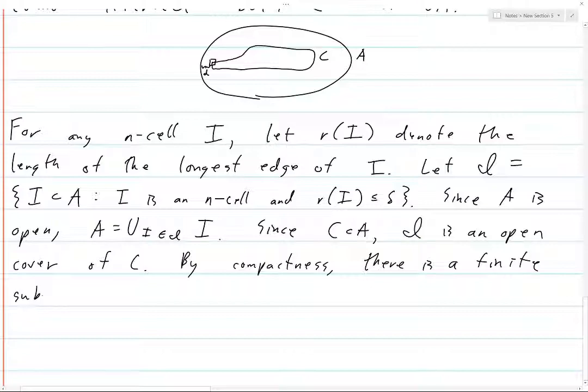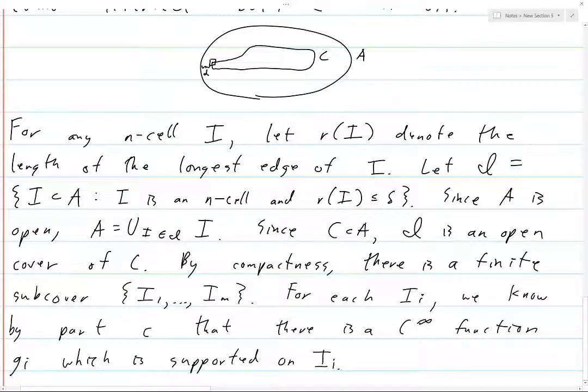And we'll just call these capital I1 through capital IM. For each I cell, capital I, lowercase i, we know by part C that there is a C infinity function g_i which is supported on this I cell.